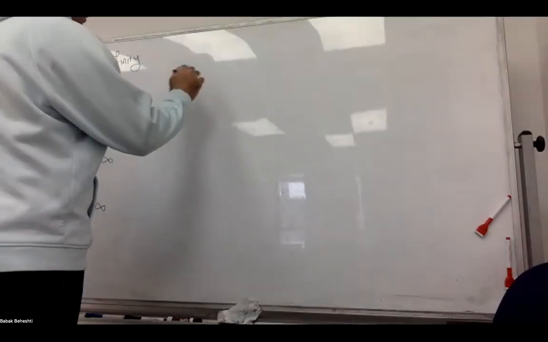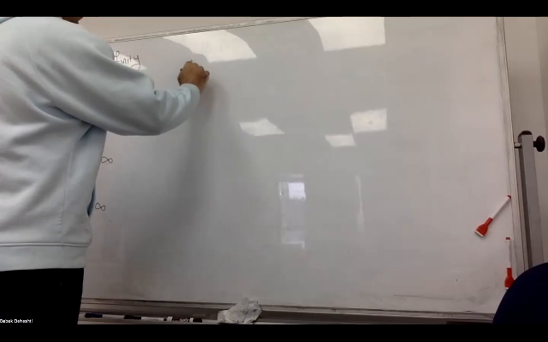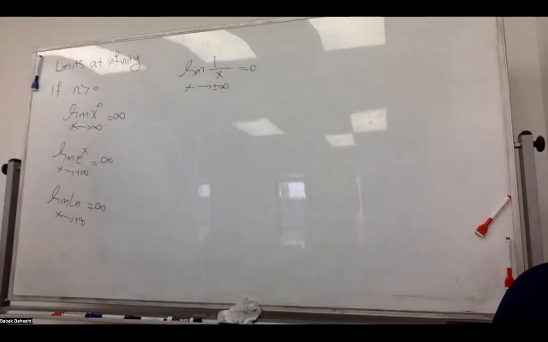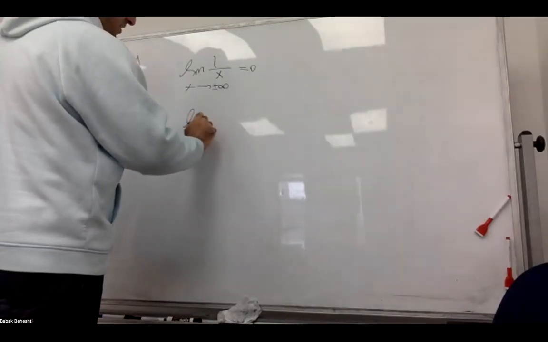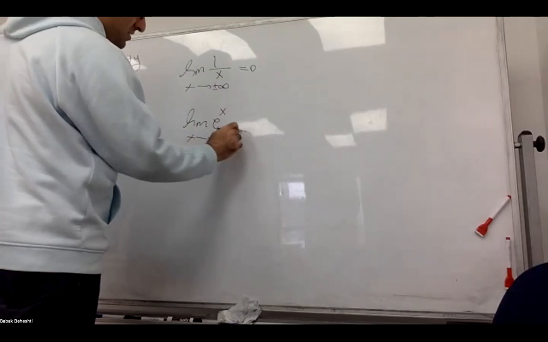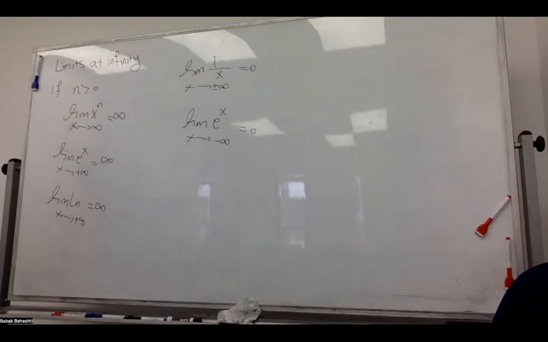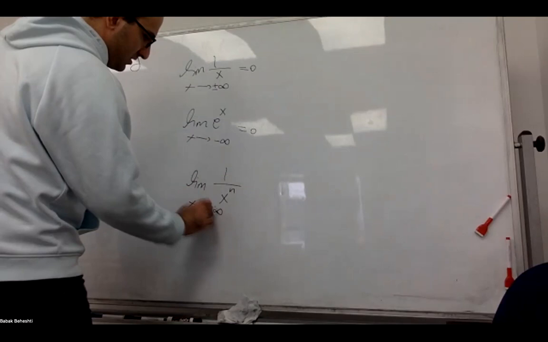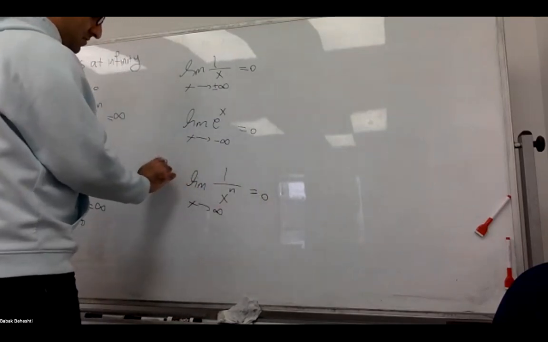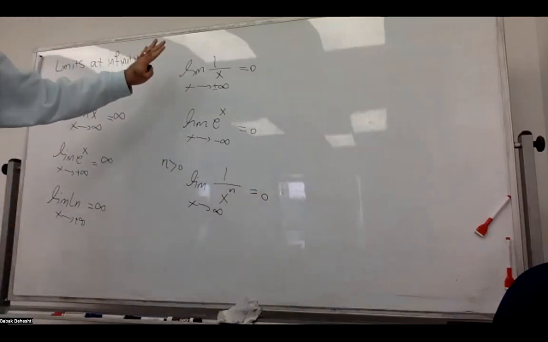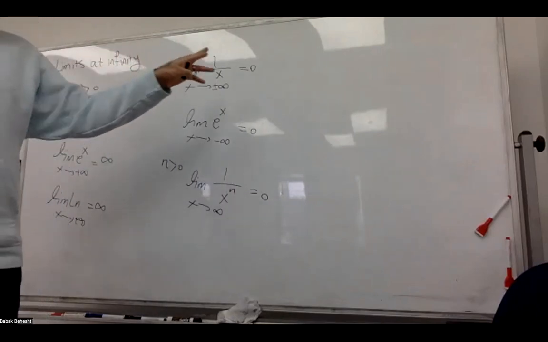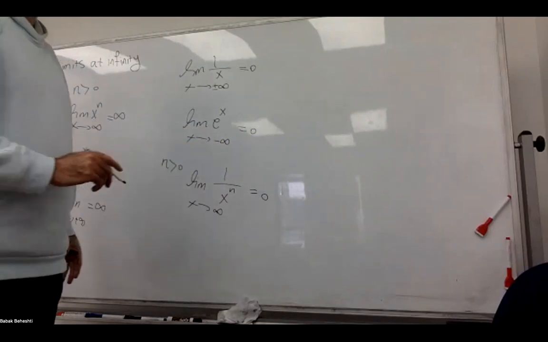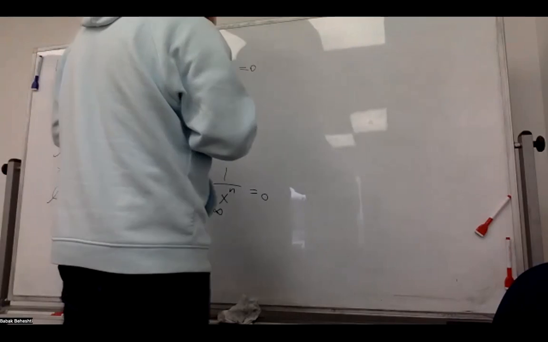But for some function like 1 over x, the limit of 1 over x, x goes to either plus or minus infinity, is 0. Or the limit of e to the power x when x goes to minus infinity is 0. Or in general, the limit of 1 over x to the power n, x goes to infinity, either plus or minus, is 0 if n is positive. Whenever the limit at infinity is a number, could be 0, it could be 1, any number, then that number is a horizontal asymptote. So here is the definition of horizontal asymptote.